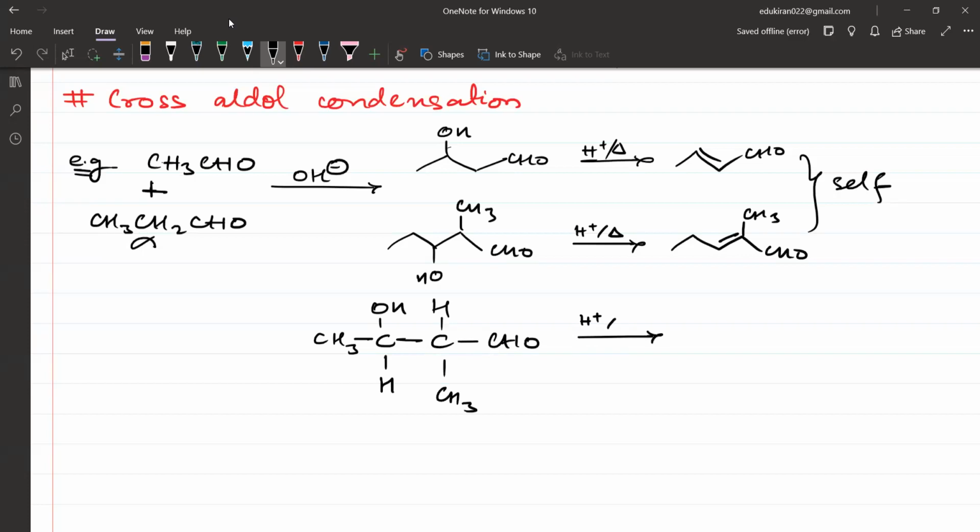Further heating in the presence of mineral acid, it is going to give me 1, 2, 3, 4 carbon atoms. Fourth is CHO. The third carbon atom has CH3, and these two, alpha and beta, are going to have a double bond. Okay, this is from the cross-aldol condensation.